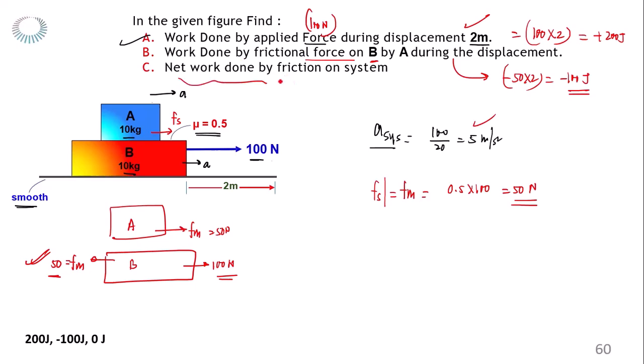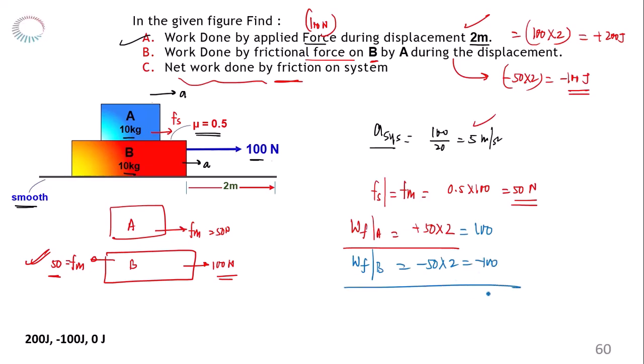Net work by friction only. So friction is doing work on A and on B. The work done by friction on A should be plus 50 into 2, because on A, friction is acting in the forward direction. So plus 50 into 2 means plus 100. The work done by friction on B is equal to minus 50 into 2, which means minus 100.